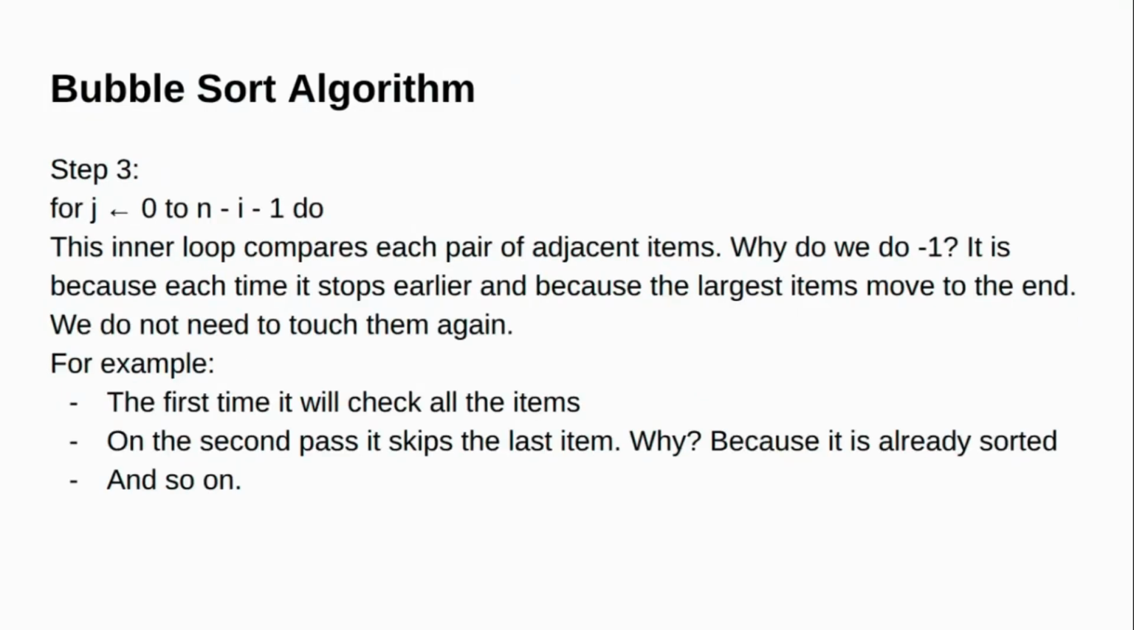We move on to the inner loop, and the inner loop compares each pair of adjacent items. And why will we do minus 1? It's because each time it's going to stop earlier and the largest item moves to the end. So you don't really need to keep on checking that because it's already sorted.